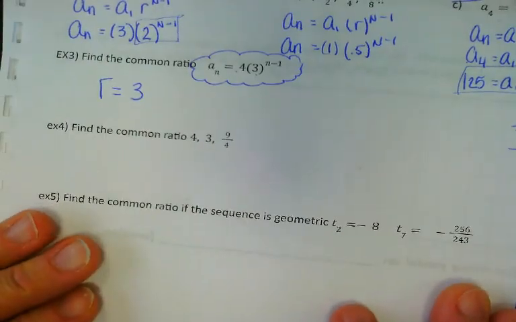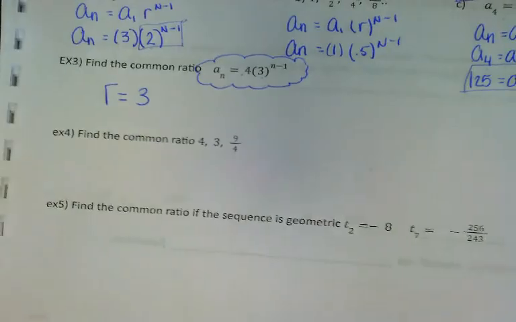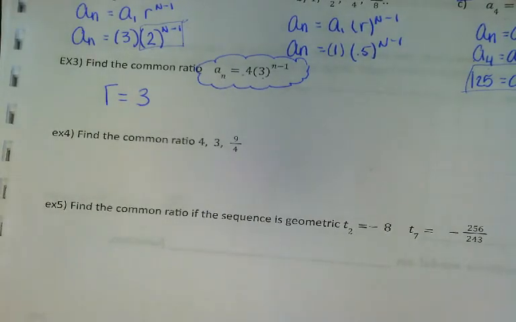All right, example 4. Take a minute and find the common ratio. It may not be as obvious, so do what we said in the beginning. Find the common ratio. Maybe it is obvious, maybe it isn't. Find the common ratio.